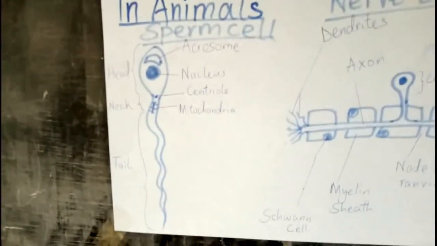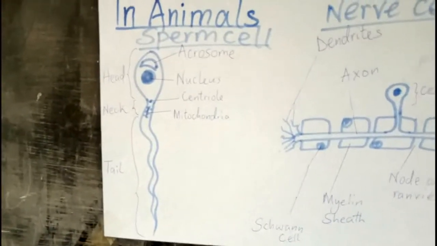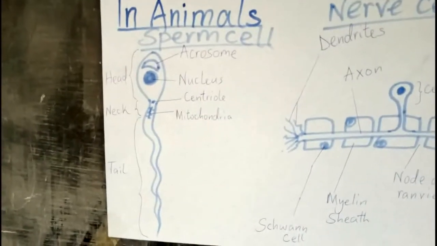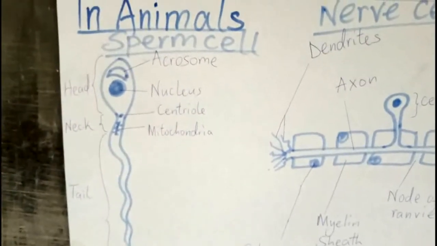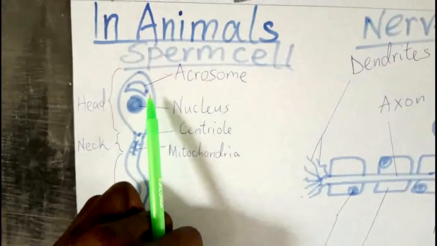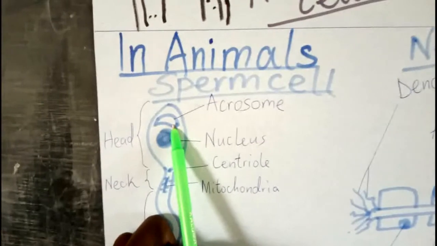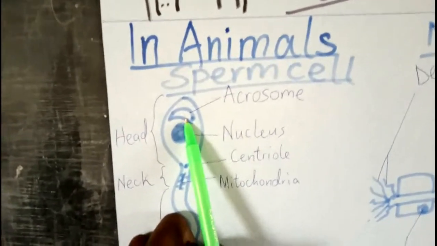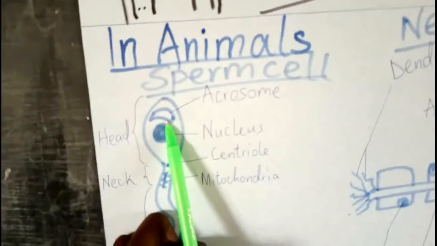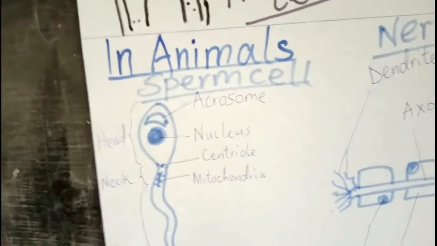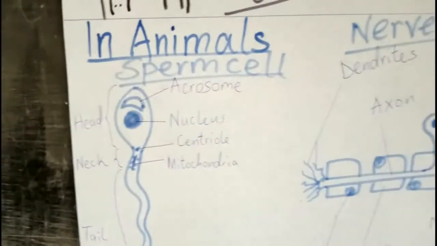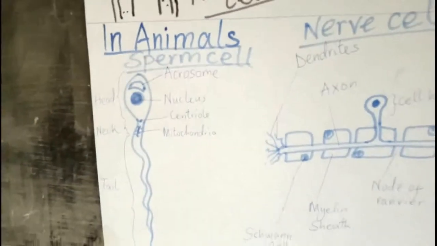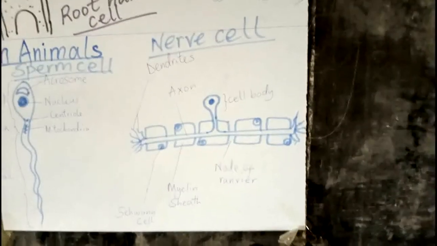This tail enables it to swim towards the ovum for the process of fertilization to take place, while the acrosome comprises of an enzyme, a hydrolytic enzyme, which enables digestion of the vitelline membrane that is found on the ovum. But we'll get into that. That is now Form 3 work. We may not exhaust it as of now. Let us go to the second one.